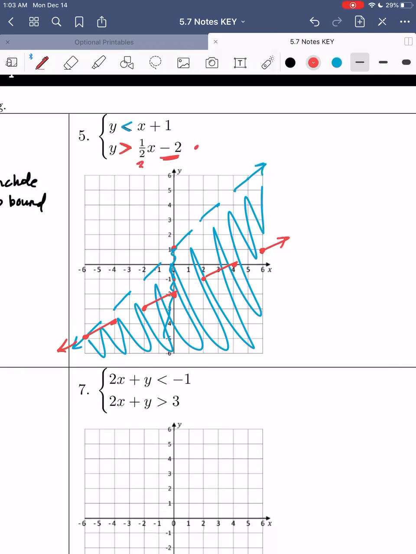Okay, and then greater than means I'm trying to shade above, because this is greater than. Or you can think of it as like the big side of the arrow is open to the y, so that's greater than. So we should be shading up here.